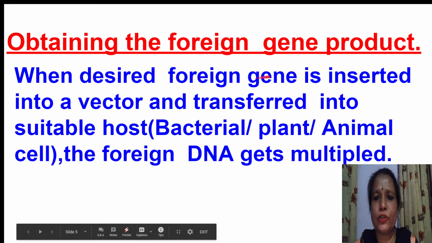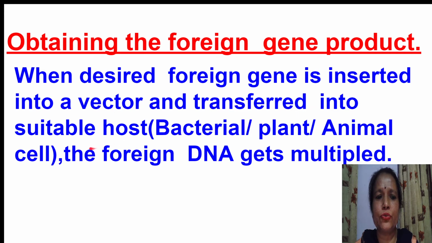When a desired foreign gene is inserted into a vector and transferred into a suitable host, the foreign DNA gets multiplied. Now the DNA in the vector will replicate, it will transcribe, it will form messenger RNA, then it will translate to form the proteins. Proteins will give their expression. So, according to the central dogma, the expression of the proteins will be obtained.